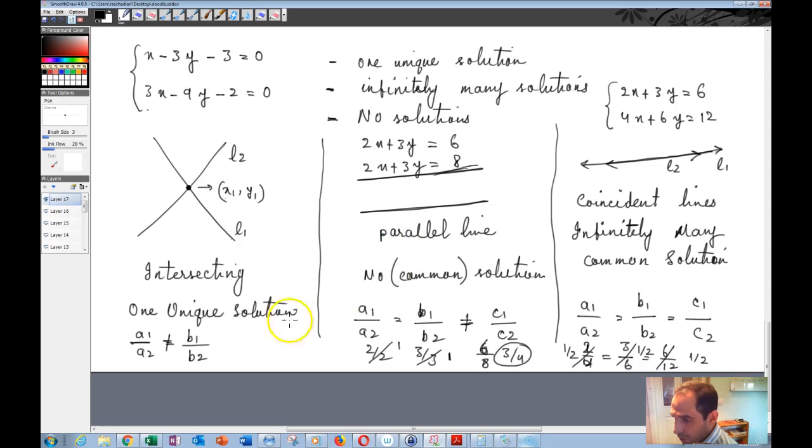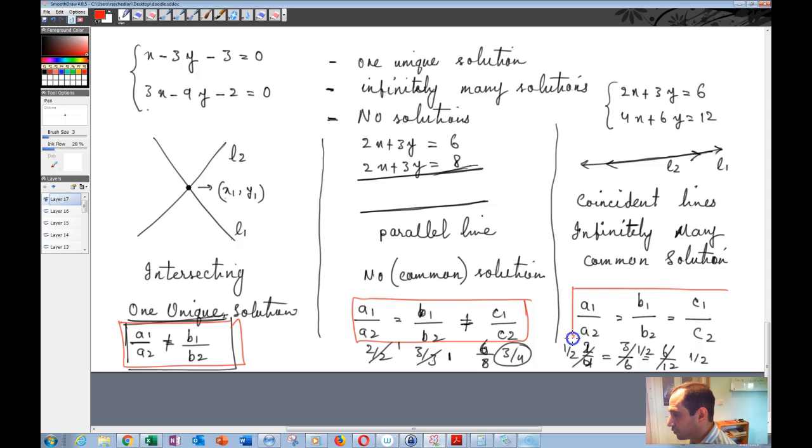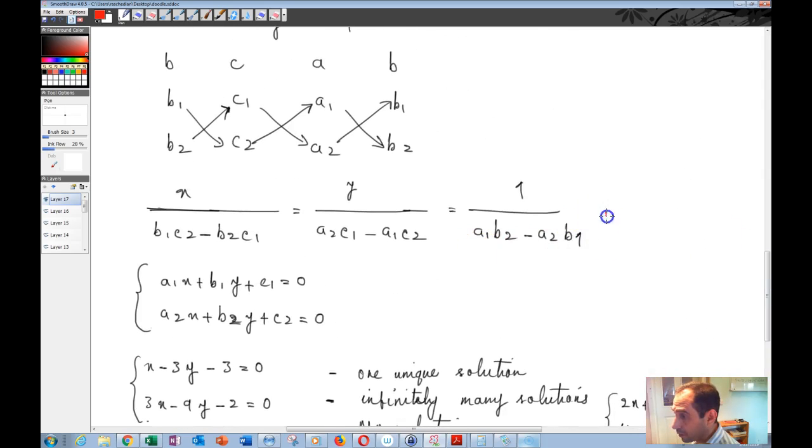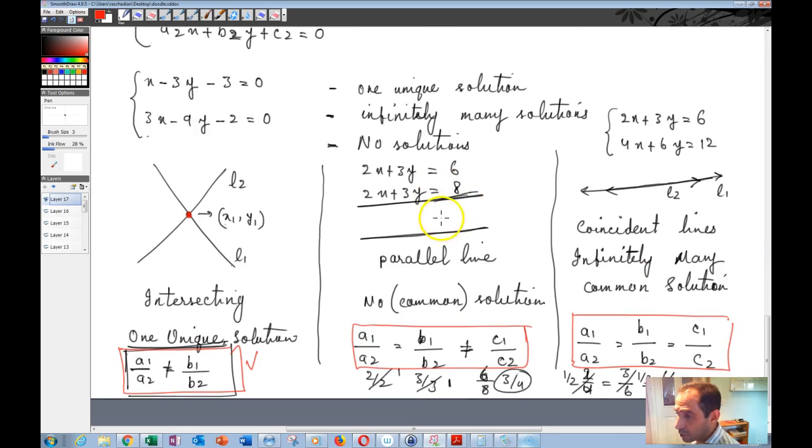So these three conditions over here, this condition, this condition, and this condition, you need to check for the system of equations that you have. If this is the case, that means that you have a solution, and then you can use this formula over here in order to find your x and y. Otherwise, there is either no solution or infinitely many solutions. So that's basically what you do over here.